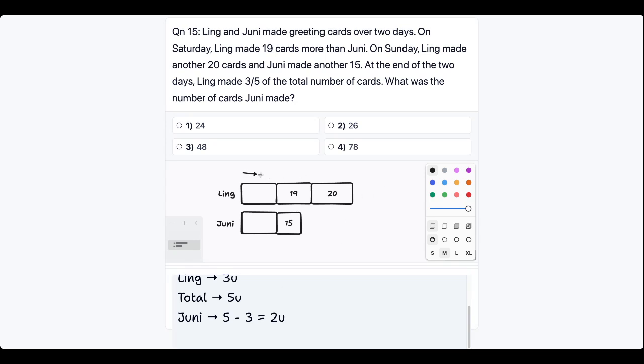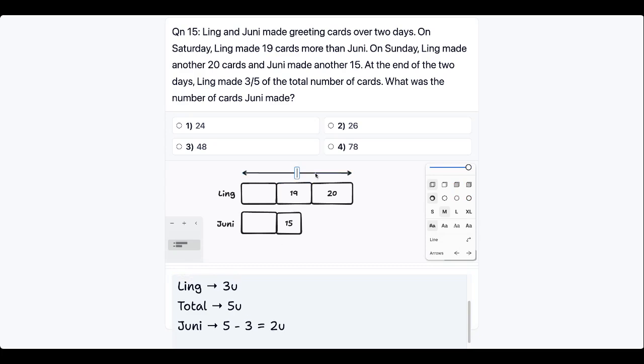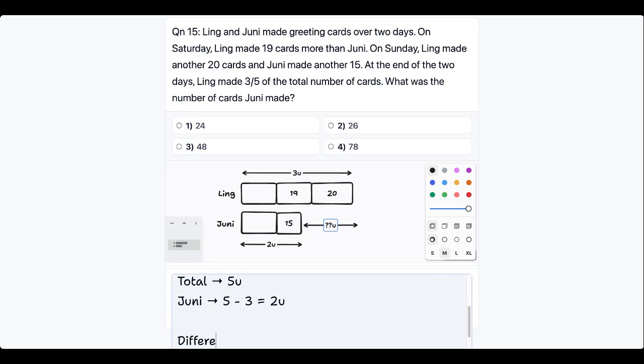So from here we can actually draw it out as what I see over here. Ling is 3 units, while Junie over here is 2 units. So that means we can find the difference in this case. How many units is this? It's pretty straightforward. The difference is equal to 3 minus 2, which is 1 unit. That's what we see over here, 1 unit.